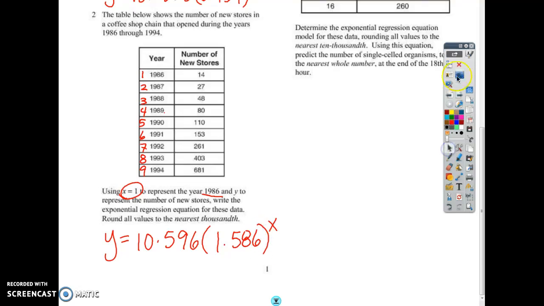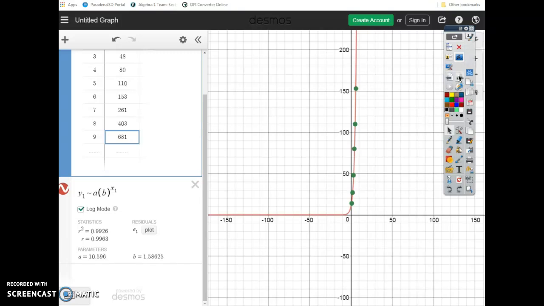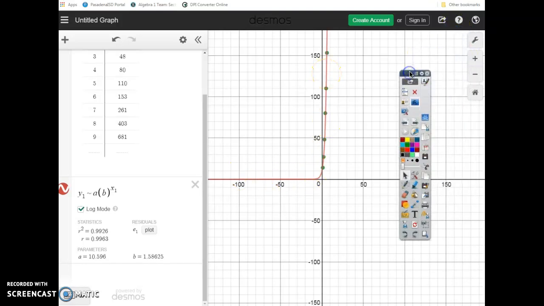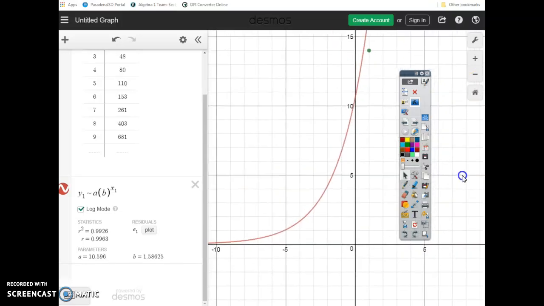Now let's go back and look at our graph. Okay, it's going through my green points and it's increasing, right? That's a growth.